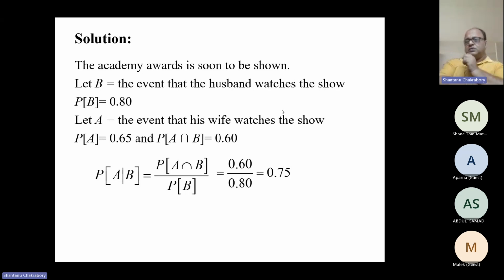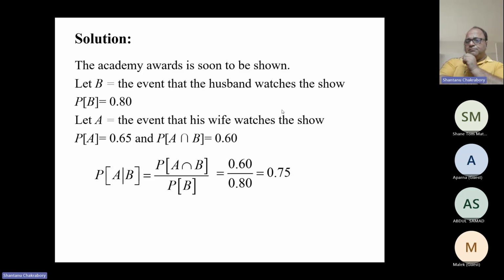So the Academy Award is soon to be shown. Let B be the event that the husband watches the show. What is the probability the husband is watching the show? 80%, that is 0.80. Let A be the event that his wife watches the show. What is the probability? 65%, that is 0.65. What is the percentage that both watch the show? 60%. So the probability of A intersection B is 60%.